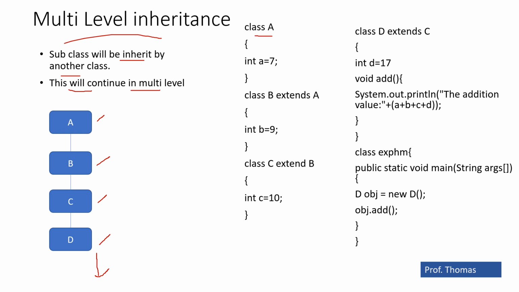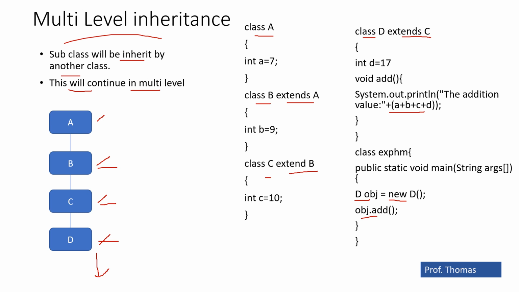For example, here we see class A, class B, class C, class D. Class B extends A, class C extends B, and class D extends C. Here we create an object for D. Object dot add: in this we add all the variables A plus B plus C plus D.